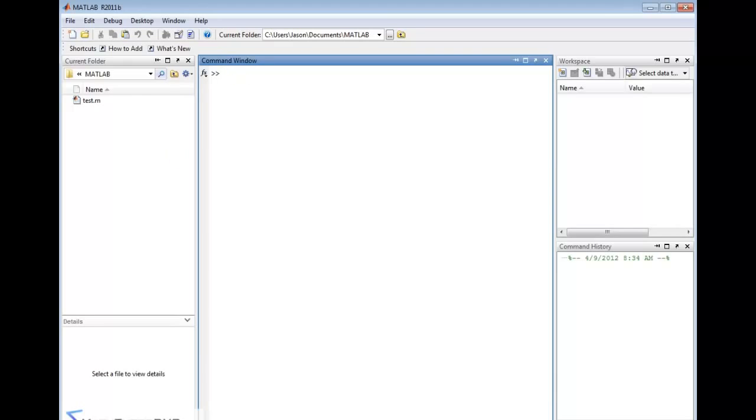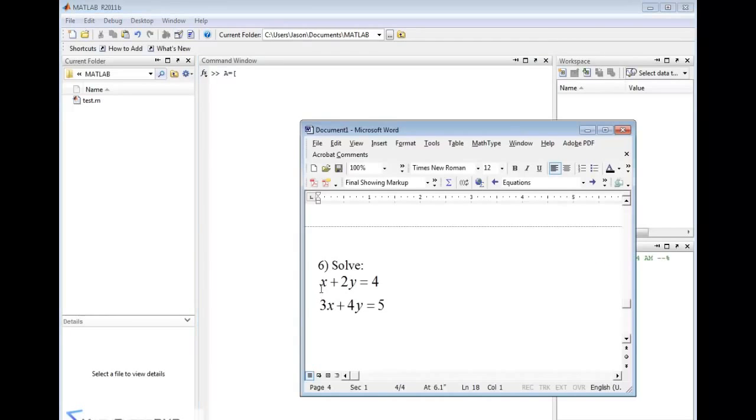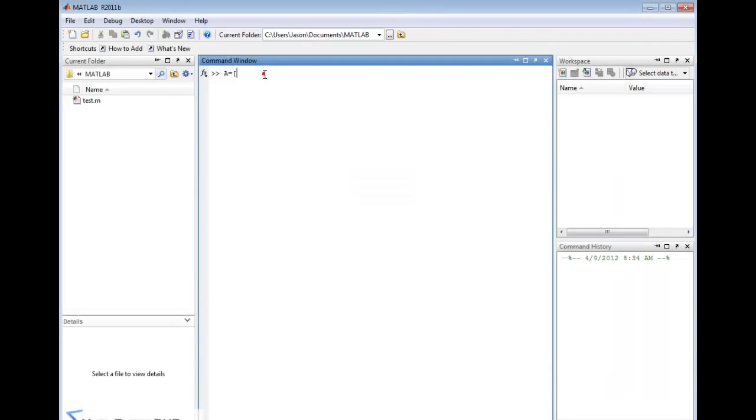So let's go ahead and first define the left-hand side of this equation. For the matrix A, we're going to use capital A. You can use any variable that you want. What we have is x plus 2y. So to represent that, it would be 1 space 2. That's the first row of that matrix representing the top equation. Then we put a semicolon.